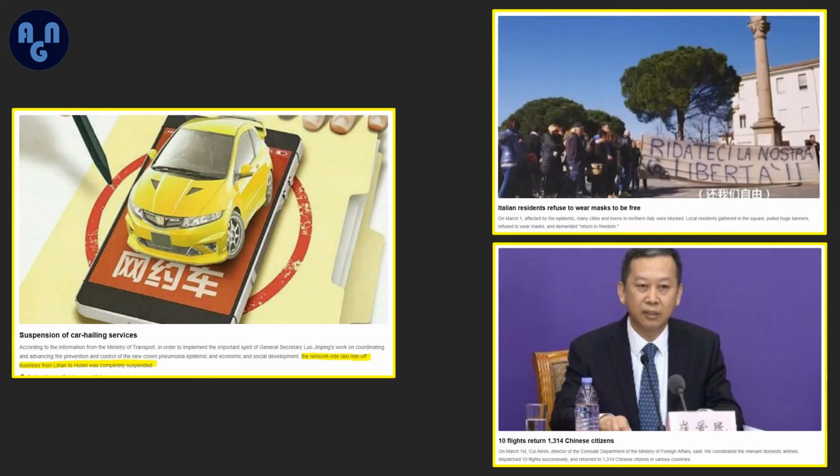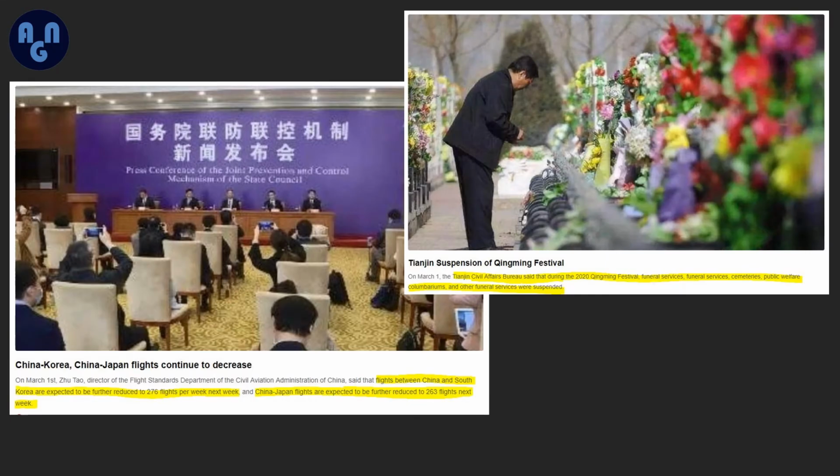Oh, flights. So I don't know if China should get a red star for this. They have repatriated 1,314 Chinese citizens from other countries on 10 different flights. So they had some Chinese people stuck in other countries and they brought them back. Well, every other country in the world's already done that a long time ago. And then what else is going on?